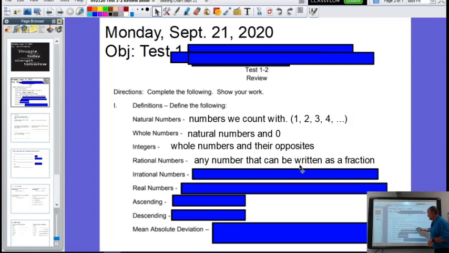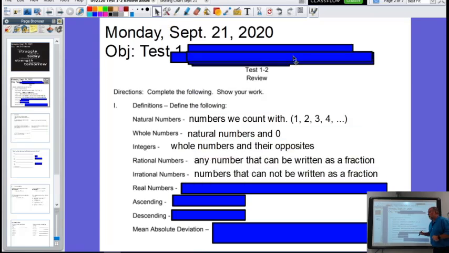Now irrational numbers are numbers that cannot be written as a fraction. Okay, so these are going to be numbers like square root of 2, square root of 3, pi. So when you type these in on the calculator, it will give you the same 10 to 11 digits, but there will be no pattern of repetition. And that's how you recognize an irrational number.